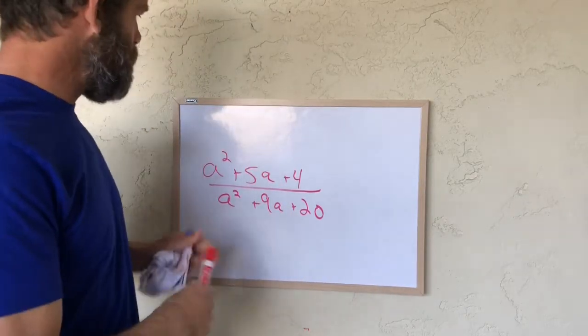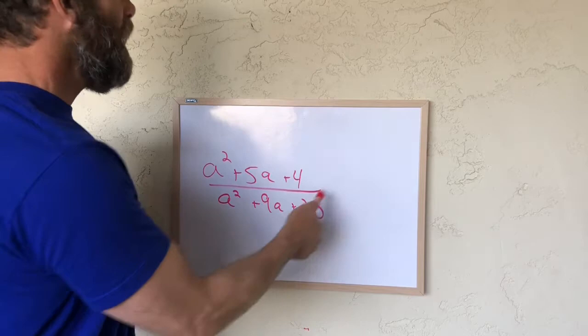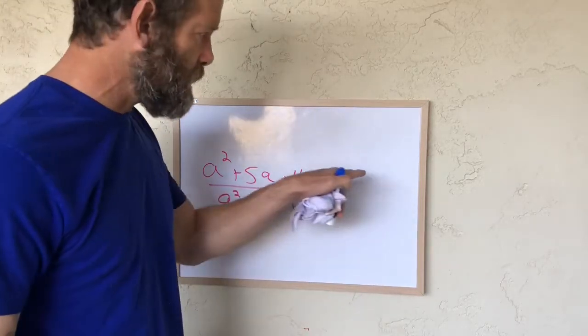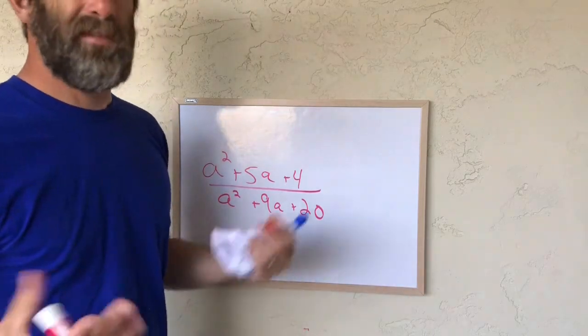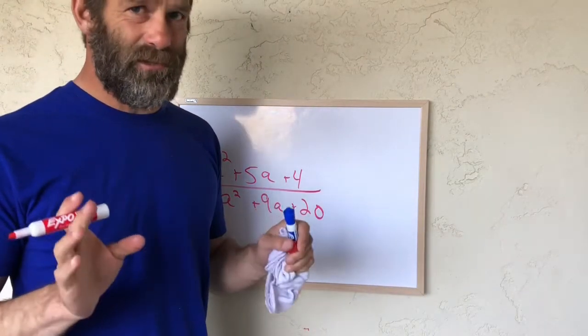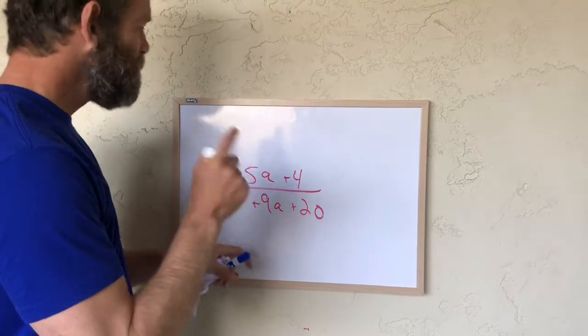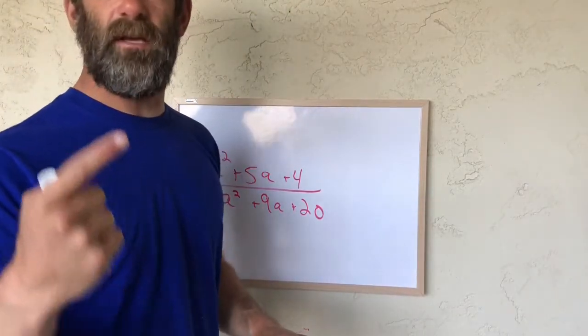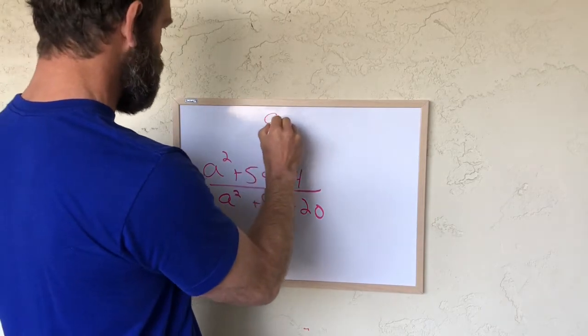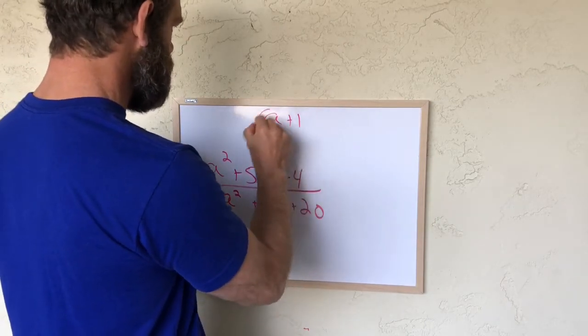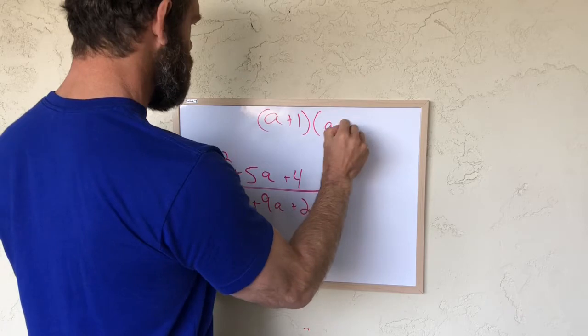So if you were to plug a number into a here and an a into here, and you simplify your answer, you're going to get what we're going to simplify it to. Might sound kind of a little strange. Let me explain it. First off, the very first thing you have to do is factor. You have to factor the top. This is going to give me a plus 1 times a plus 4.